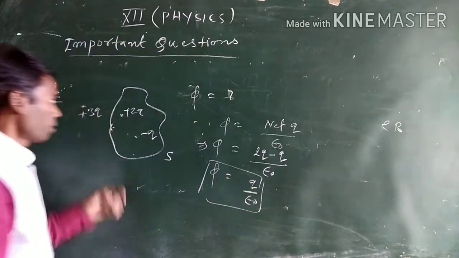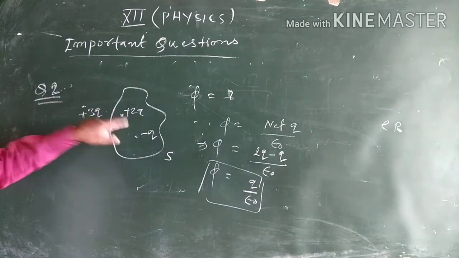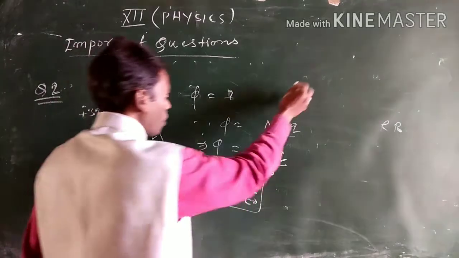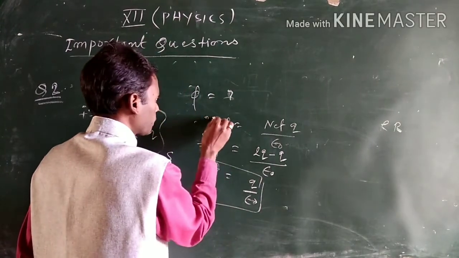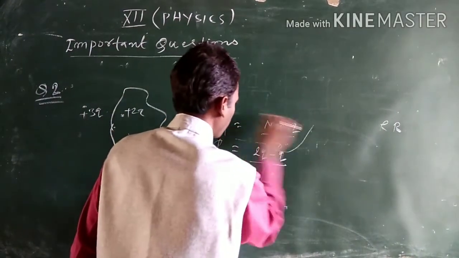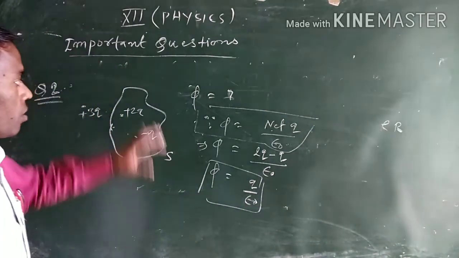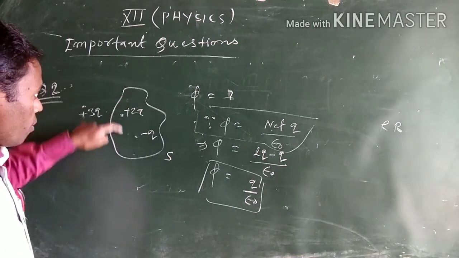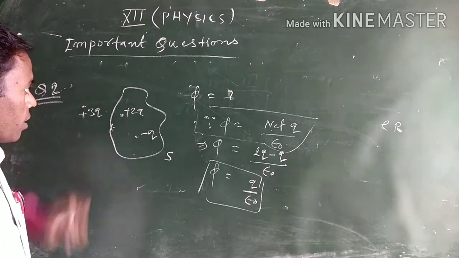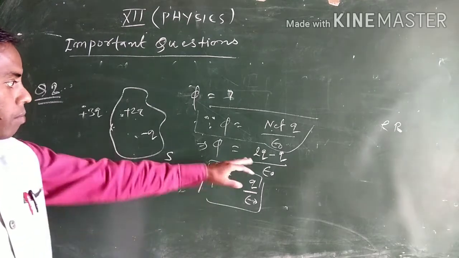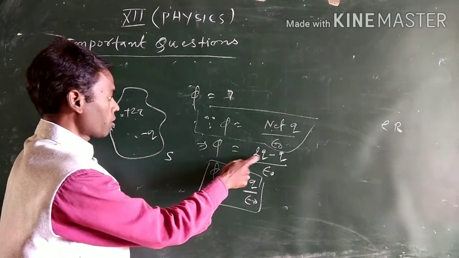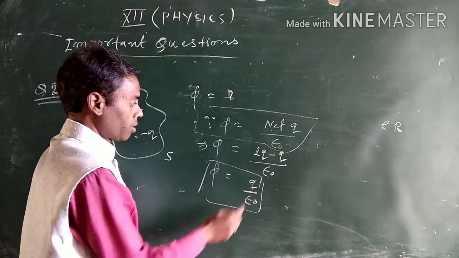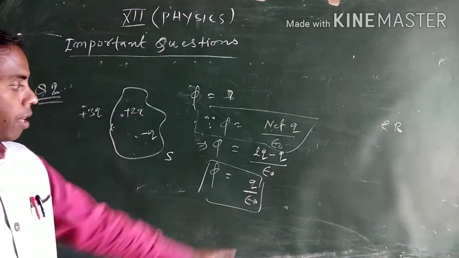This does not depend on the shape of the surface, because this is the formula of Gauss's theorem. Phi is equal to the net charge enclosed by the surface divided by epsilon naught. That's why we have to add the charges inside the surface, divided by epsilon naught. Plus 2q charge is there, minus q charge is there. We calculate this, then it becomes q divided by epsilon naught.